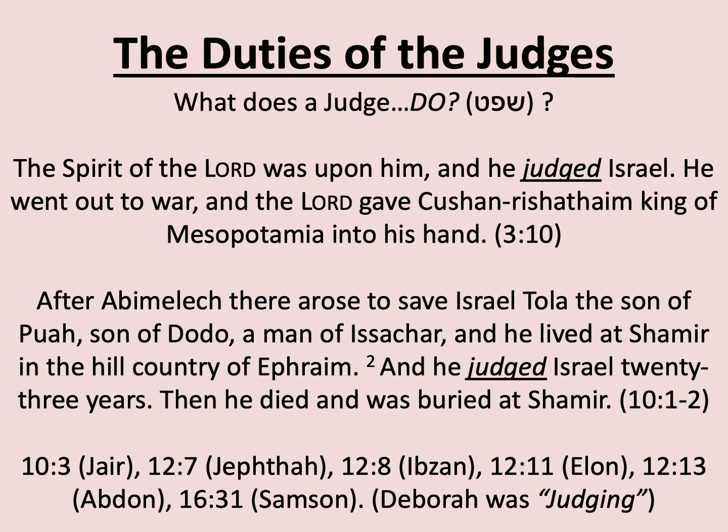We see this repetition of he judged with Jair in chapter 10 verse 3, Jephthah in chapter 12 verse 7, Ibzan in chapter 12 verse 8, Elon in chapter 12 verse 11, Abdon in chapter 12 verse 13, and finally with Samson in chapter 16 verse 31. He judged. Deborah was not actually said to have judged. Instead, it says she was judging. It's one of the only times that a feminine participle is used for the word shafat in the book of Judges, not specifying that she judged, but simply saying that she was judging at that time, which again we'll discuss in class in a few weeks.